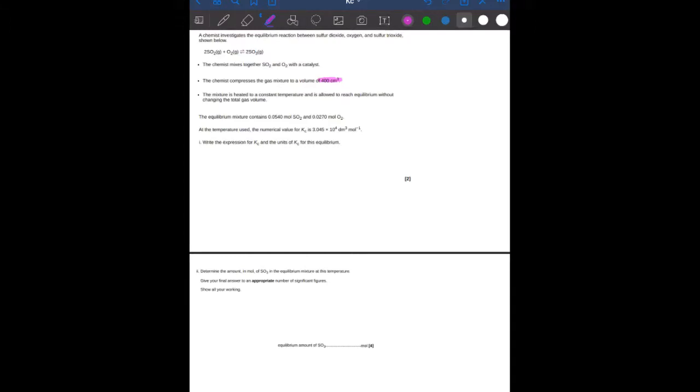Decimeters cubed per mole. Write the expression for Kc and the units of Kc for this equilibrium. Now, there's a little bit here that they've given away. I'm not going to tell you what it is. If you can spot it, brilliant. If not, then we'll have a look at the end once we've done these 2 marks.